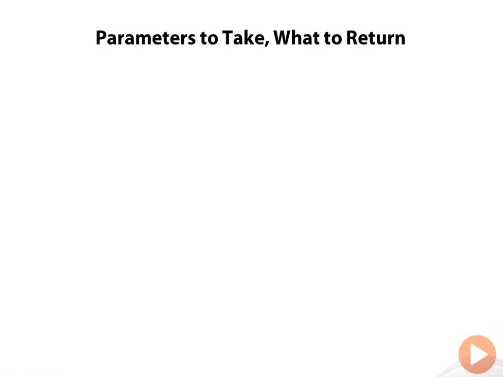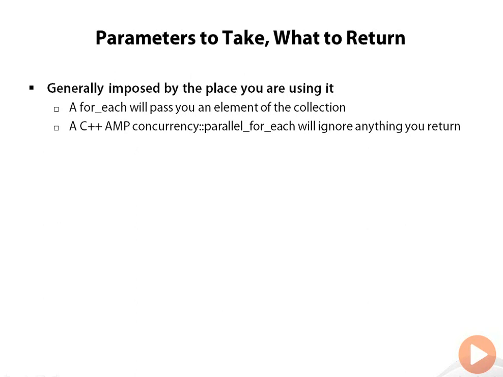You saw two different signatures of the lambdas in that demo. One that took no parameters and returned nothing, and one that took an integer and returned nothing. How do you know what your lambdas should take and what your lambdas should return? Well, that signature is really put on you by the place you're using it.